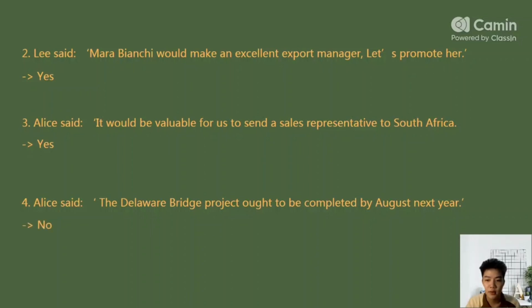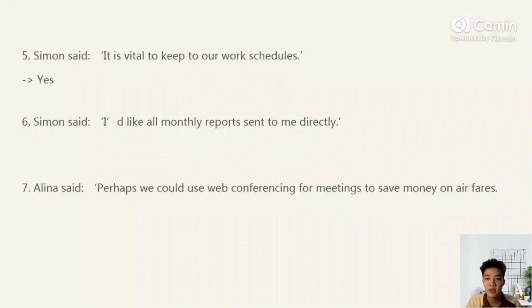Number four, no. Alice's statement simply provides a timeline for the project's completion. It does not express agreement or disagreement with the project itself. "Ought to be complete" is merely an observation about the timing, not an endorsement. Number five, yes. Simon emphasized the importance of adhering to work schedules. "It's vital" expresses strongly his support for maintaining discipline at work.